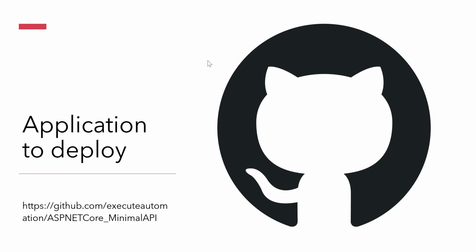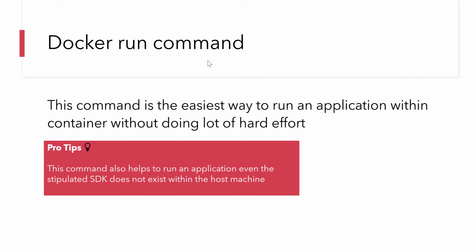Well, as I said, in this video, we'll be talking about the Docker run command. And this command is the easiest way to run an application within a container without a lot of hard effort like creating a Dockerfile or a compose file, because we are going to see, in a nutshell, how Docker deploys an application within a container and how you can run that. So this command is going to be very, very simple to understand, at least to see how things work together while using Docker containers and Docker compose, which is going to happen later. But this command is going to give you a high level idea of it.